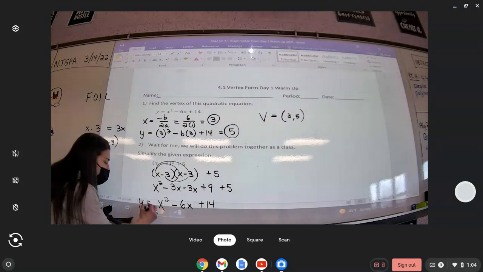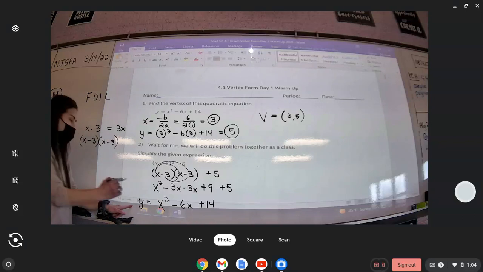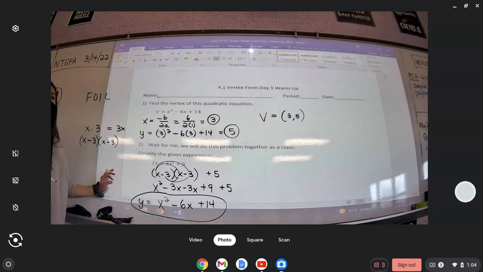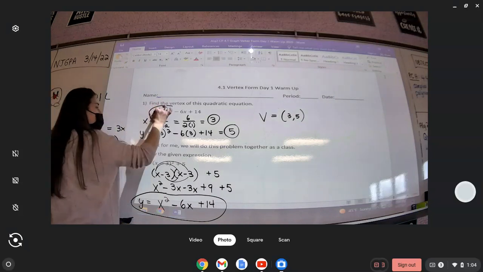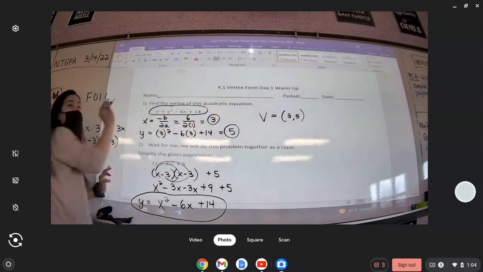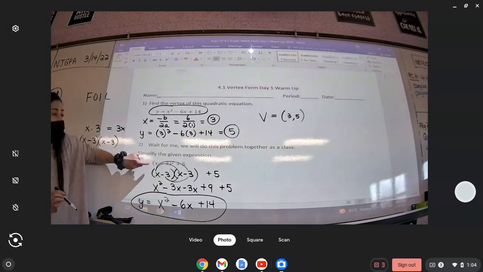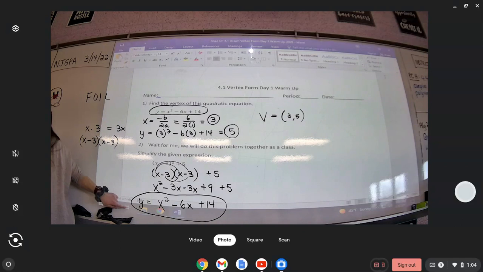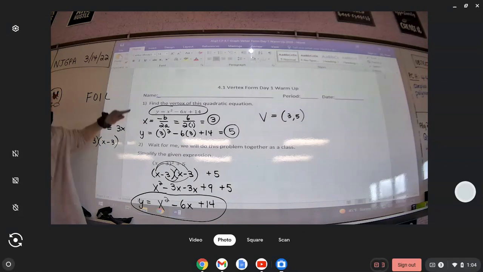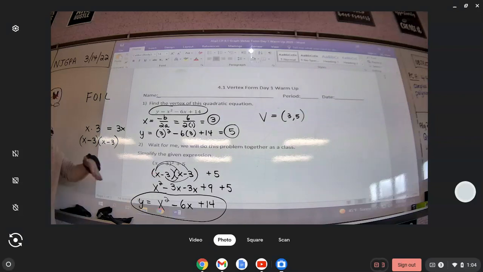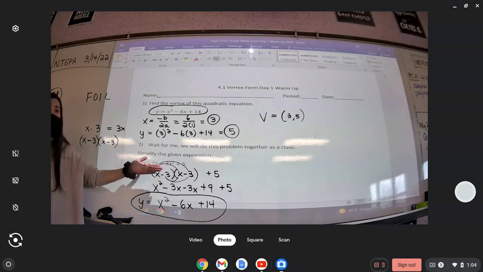I'm going to throw a y equals in front. Guys, look at who you got. y equals x squared minus 6x plus 14. Who did I give you here? Exact same equation. You want to know why? Because that is vertex form of this quadratic equation. That is the exact same parabola as this and this. It's just written in a different form. And that's how you take something from vertex form and get it back to standard. You got to multiply it out.